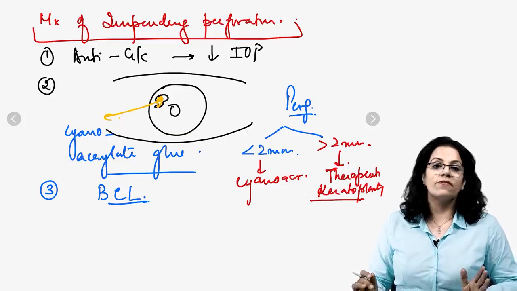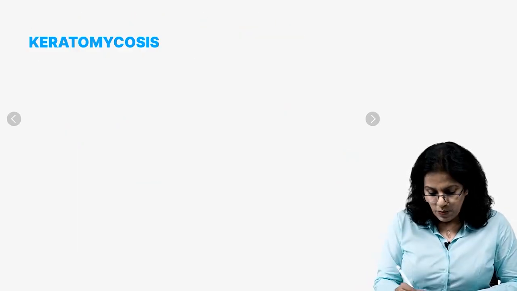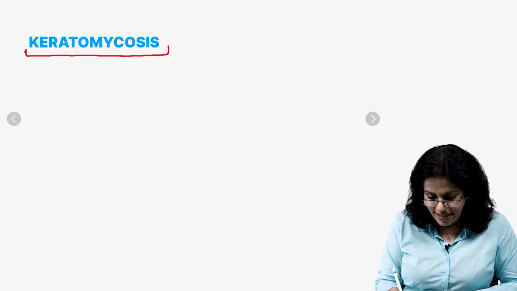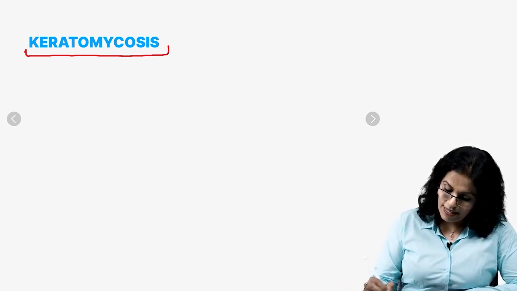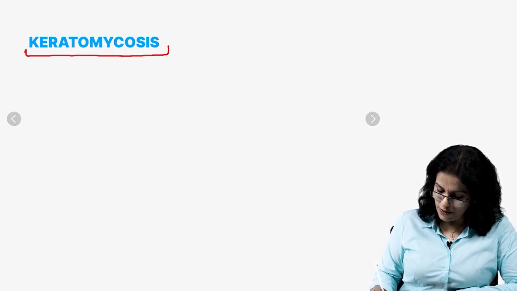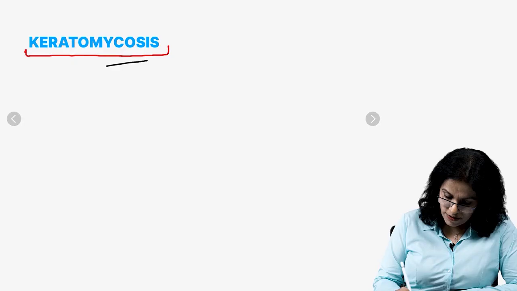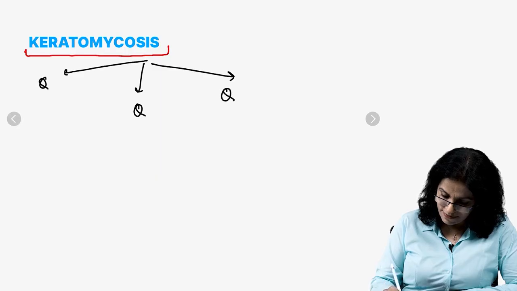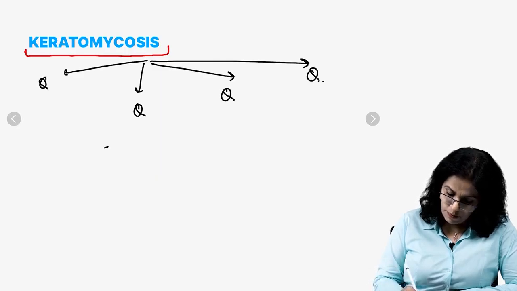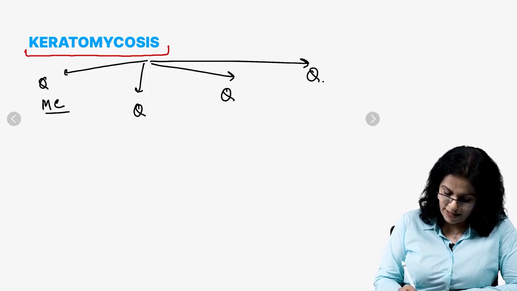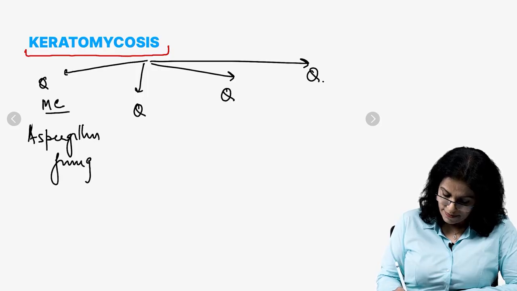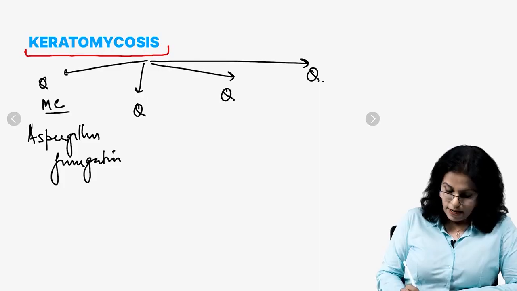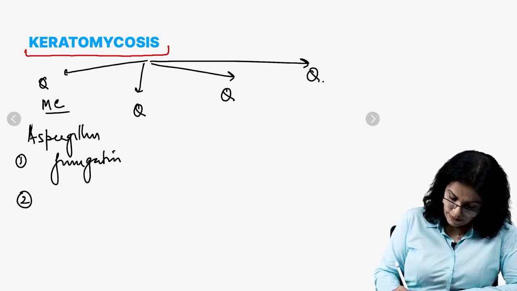We next talk about fungal keratitis. What is the other name of fungal keratitis? We also call it keratomycosis. Let me start with a few important questions here. First question: which is the most common fungus infecting the cornea? You have to answer Aspergillus fumigatus. If this option is not given, the next best option is Fusarium.